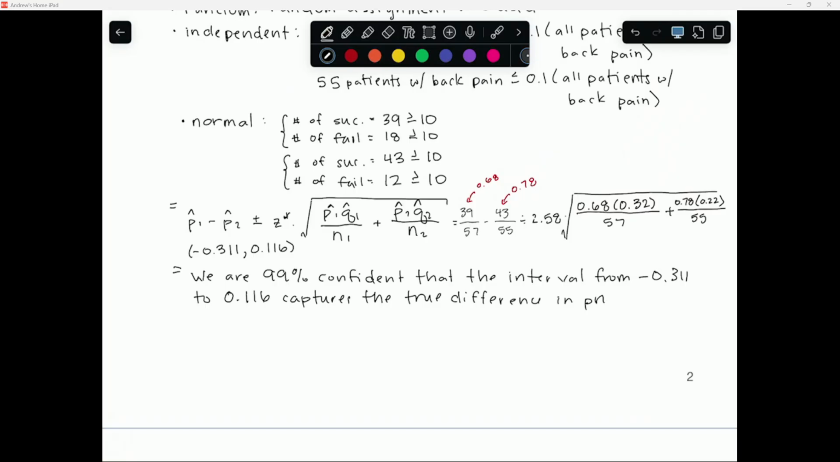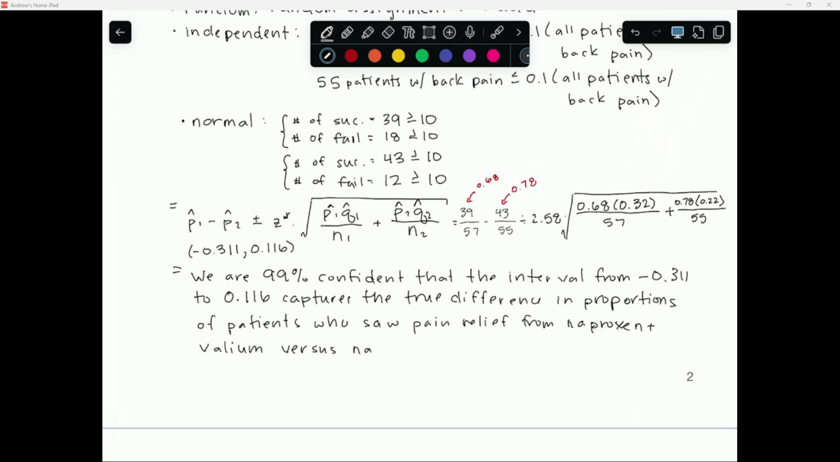in proportions of patients who saw pain relief from, and then the treatment, so naproxen plus Valium versus naproxen plus placebo.